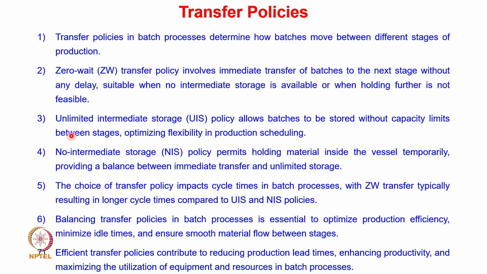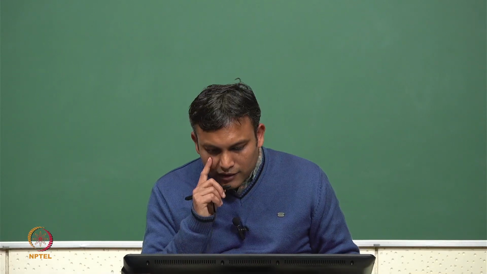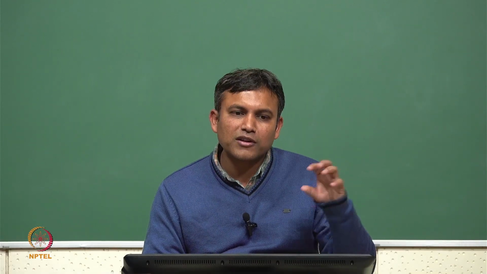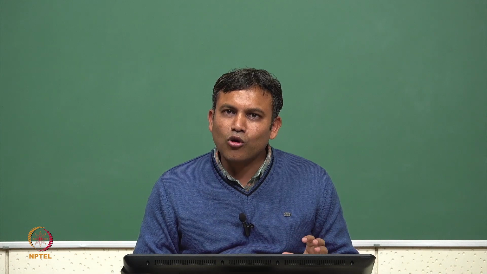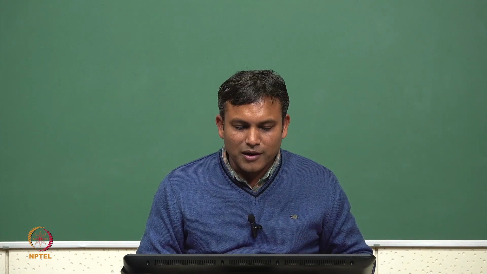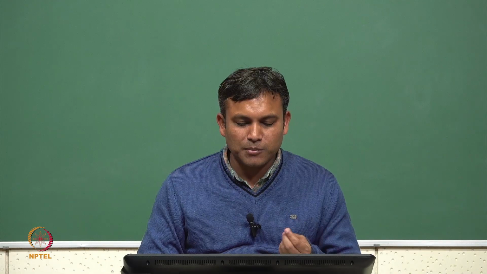There is another transfer policy which is referred to as unlimited intermediate storage. Unlimited intermediate storage means you have an infinite amount of intermediate storage facility available. So whatever batch you are producing, you can store it in inventories or in storage tanks without any limit on the capacity. Such a storage policy gives you the most optimum solution, because then you have higher flexibility, isn't it?